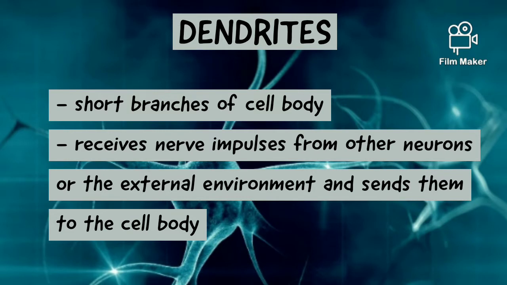The first structure of neuron are dendrites. Dendrites are short branches of the cell body and they receive nerve impulse from other neurons or the external environment and send them to the cell body.